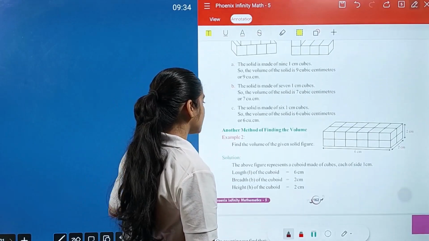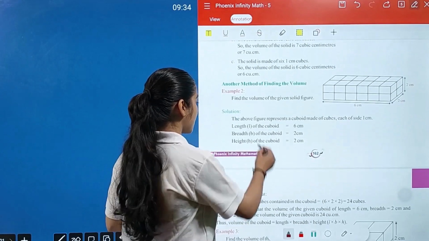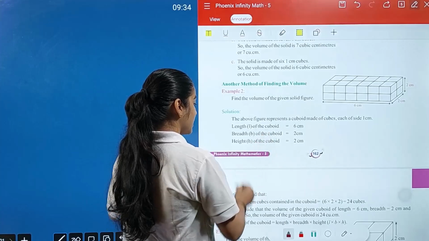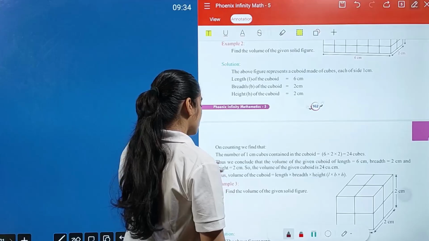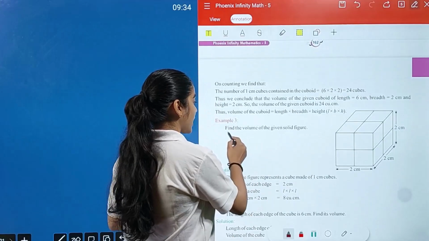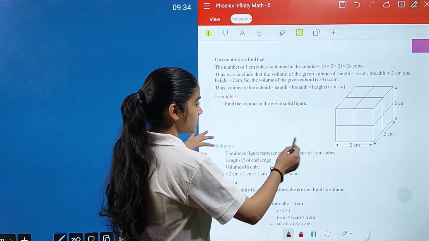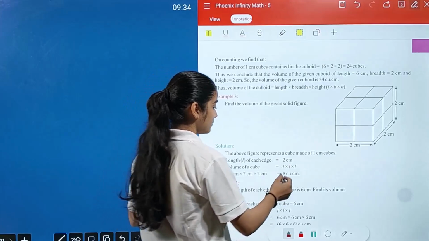But it takes some time. So what we can do, if you have your length, breadth and height, is simply multiply them together and you will get your answer. Now find the volume of the given solid. Here we have length, breadth and height.